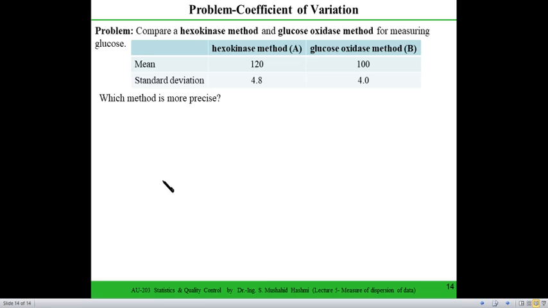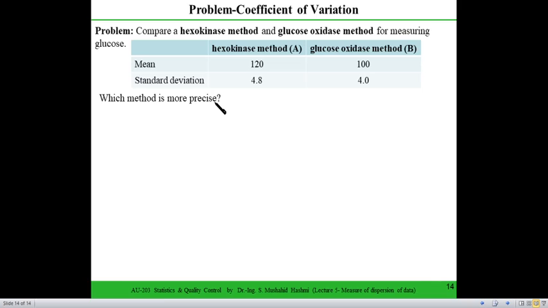For example, we have two data sets. Let's say you compare two methods for glucose measurement. One is called the hexokinase method, the other is called the glucose oxidase method. We call them method A and method B. The mean value of method A, the central tendency of the data, is 120, and the standard deviation is 4.8. For method B, the mean value is 100 and the spread of the data is 4.